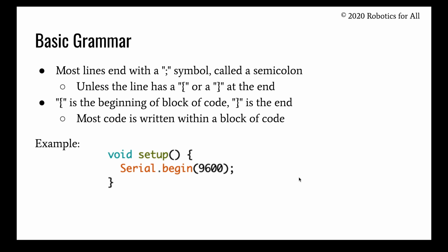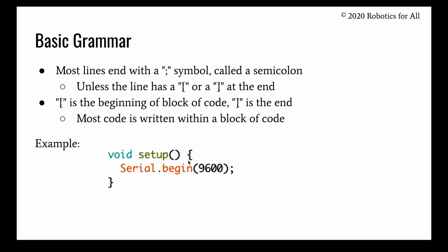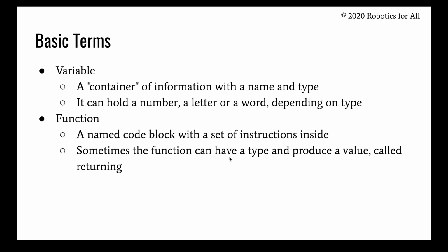Just like any language, Arduino C also has some basic grammar. For example, most lines end with a semicolon, unless there's a bracket in the line. The brackets mean there's a block of code: the open one means it's the beginning of a block of code, and a closed one means it's the end. For example, void setup, open bracket, some line of code with a semicolon at the end, and then close bracket.